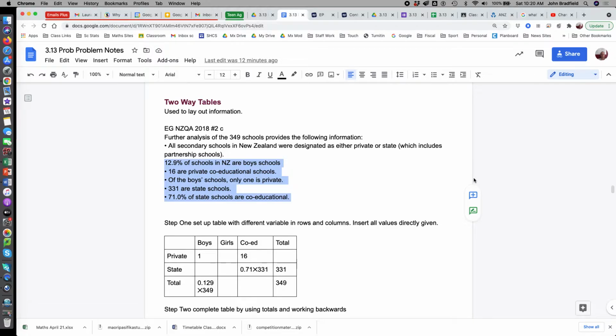A couple here we've got to say, well, 71% of state schools are co-educational. So we're told that there's 331 state schools, so we're going to have to do a calculation there to get that co-ed number out of the 331. We have to do 71% of 331. 12.9% of schools total are boys, so again we're going to have to use a percentage there. So that is all the information provided so far written in the table.